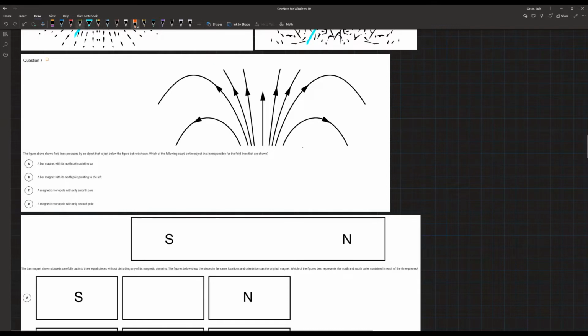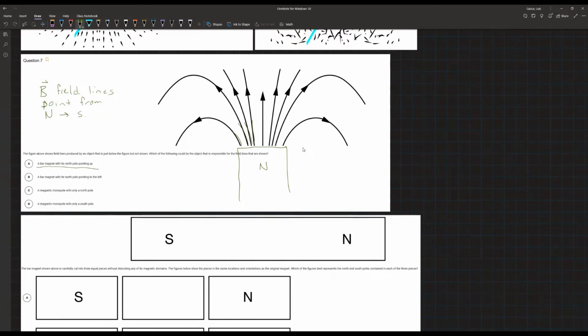So we have said that magnetic field lines point from north to south, which means that if we look at all of these fields, this has to be the north end because things are pointing out. And the fields curl in on themselves, which is indicative of some kind of dipolar situation. We need a north and a south pole. So a bar magnet with its north pole pointing up, that sounds about it.